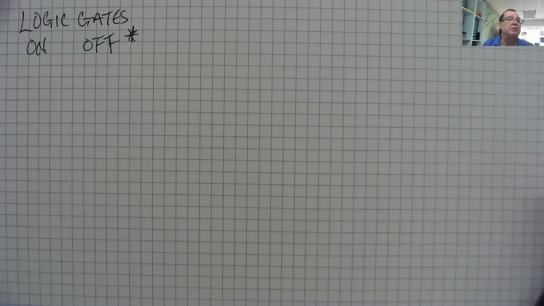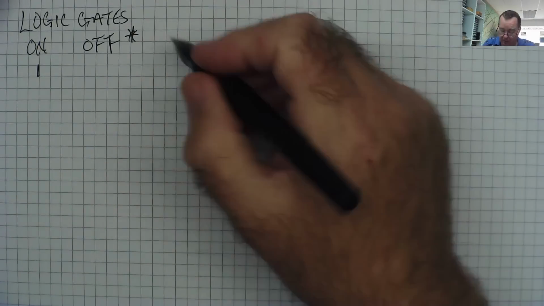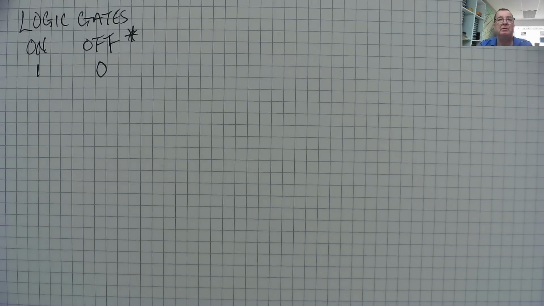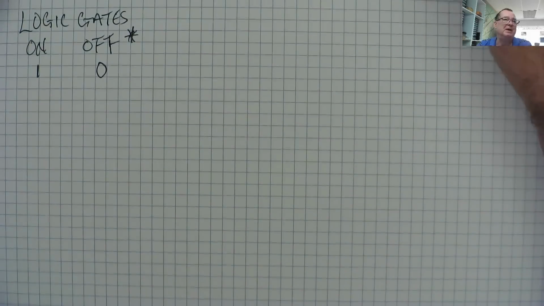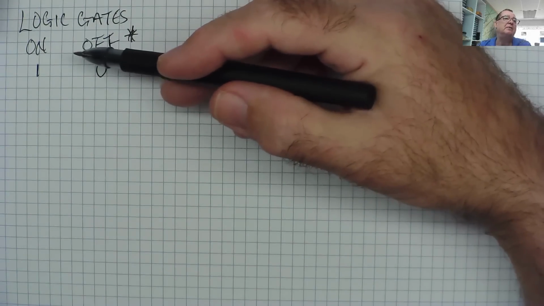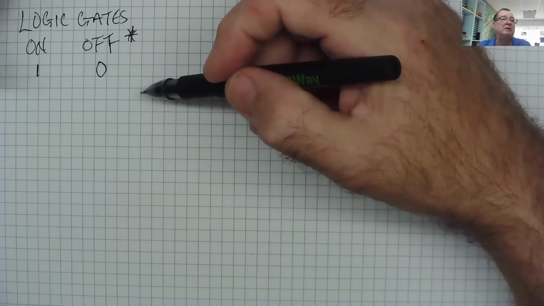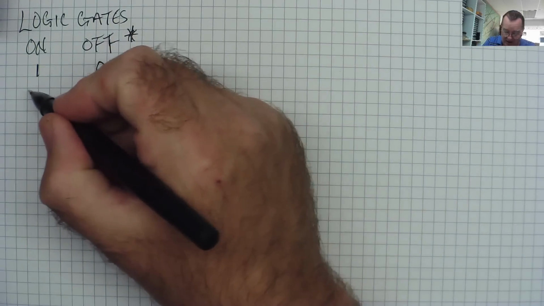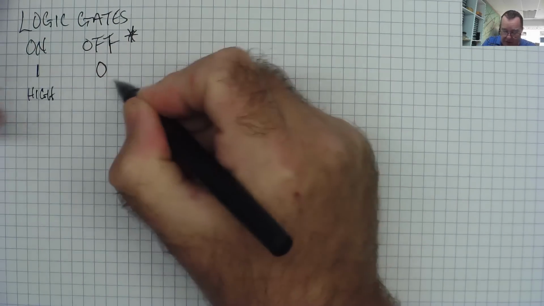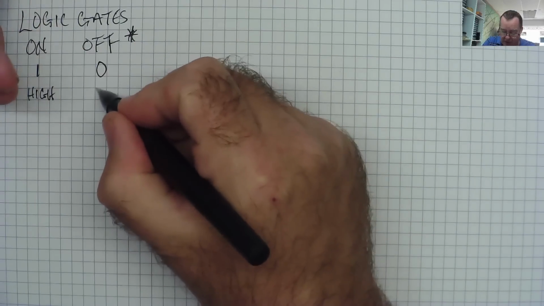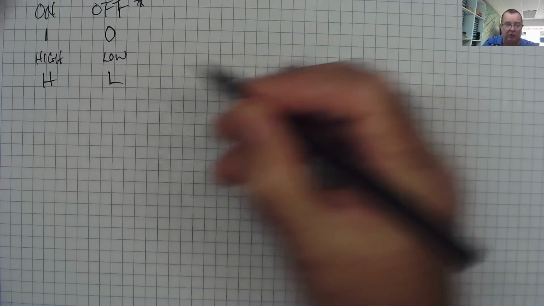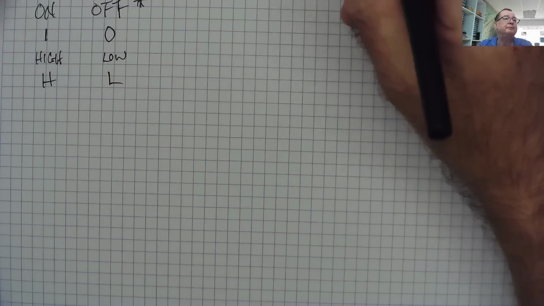We know from what we were just looking at that on can be represented by a 1 and off can be represented by a 0. It could be represented the other way round, but it's the logical way to do it. So the output can be on or off, 1 or 0. We know 1 is when a voltage is present, so that can be classed as high, a high signal. And we know that 0 or off is when there's no voltage present, or low. So another way to represent the output is H or L, high or low.